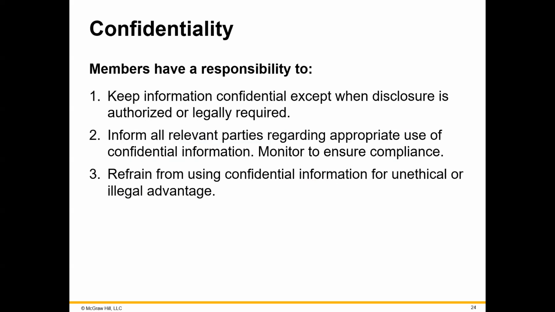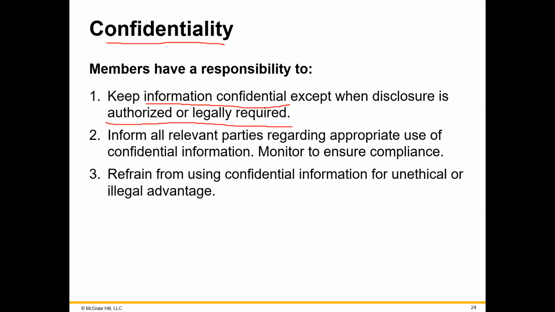Confidentiality. As we know, accounting information can be very sensitive. We're looking at the performance of a business. We might look at payroll records. We might know how much salary a certain person is making. All of this information is generally going to be confidential, and it would be bad if this information were disseminated to people who didn't have a need to know. So, as cost accountants, we have a responsibility to keep that information confidential unless we're authorized or legally required to provide that information.